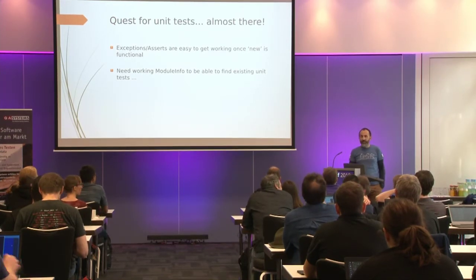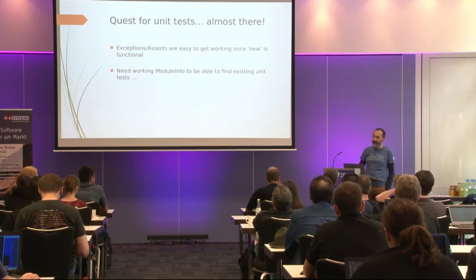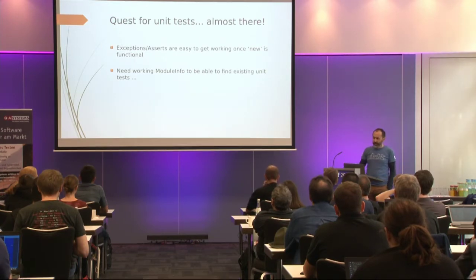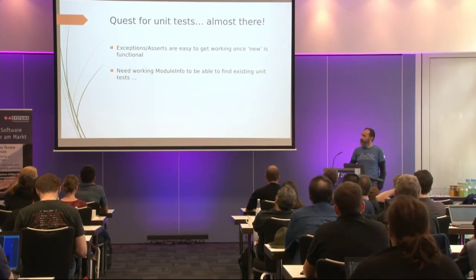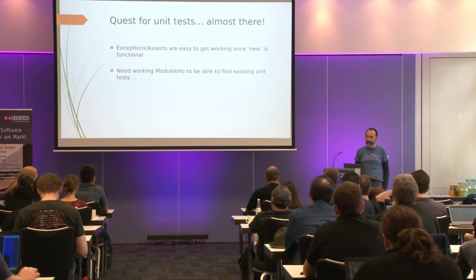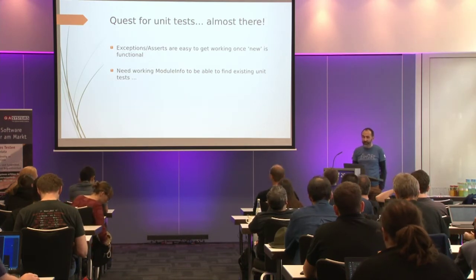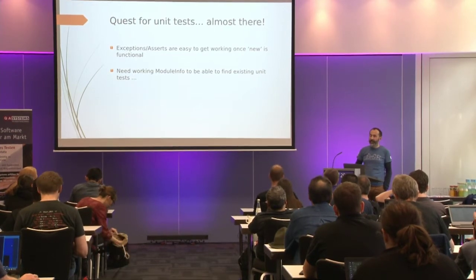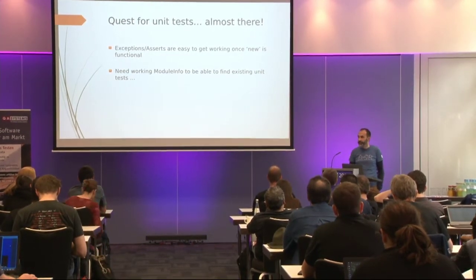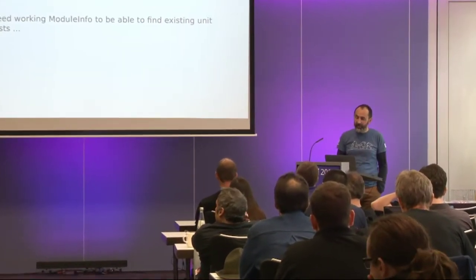So once allocations using new were working, getting asserts and exceptions to work was easy. It needed some fiddling, but nothing worth remembering. So having asserts and exceptions working, I was expecting that unit tests could work. The only remaining problem was to know which unit tests exist. Unit tests are discovered automatically through the module info. So getting module info to work is a fine play between the compiler, linker, and the runtime.